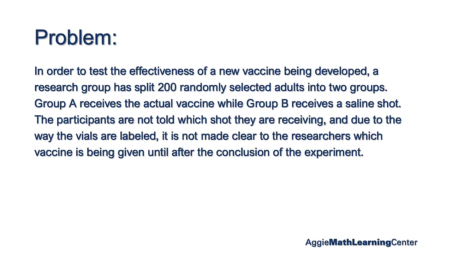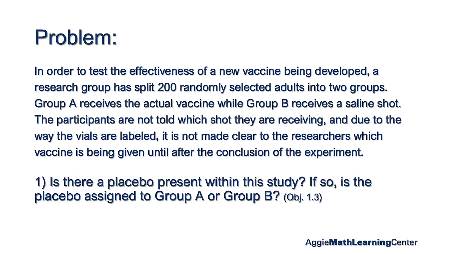In order to test the effectiveness of a new vaccine being developed, a research group has split 200 randomly selected adults into two groups. Group A receives the actual vaccine, while Group B receives a saline shot. The participants are not told which shot they are receiving, and due to the way the vials are labeled, it is not made clear to the researchers which vaccine is being given until after the conclusion of the experiment. Question 1. Is there a placebo present within this study? If so, is the placebo assigned to Group A or Group B? Pause to answer and then press play to check your work.